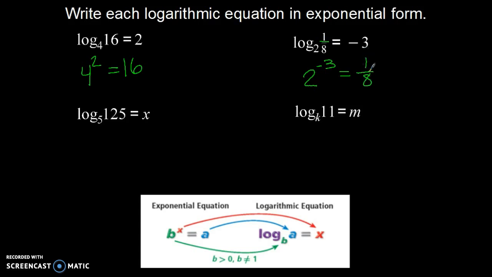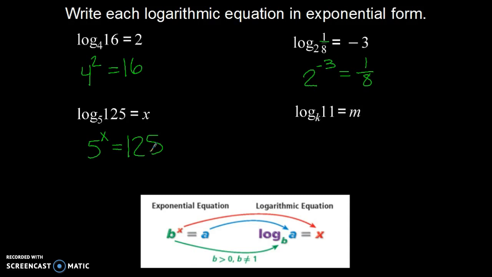All right, so we can convert this log into this exponential. 2 to the negative 3 equals 1/8. Log base 5 of 125. Well, our base, that 5, becomes the base of our exponent. In this case, our exponent, which comes from the other side, is that x, and the argument becomes our given value. So that's 5 raised to the x equals 125.